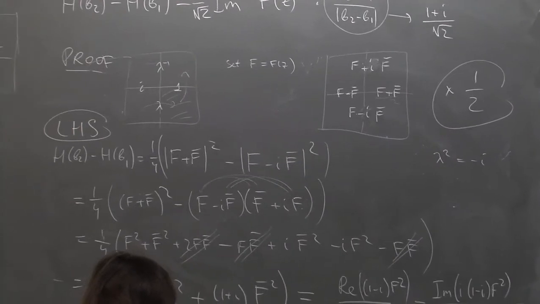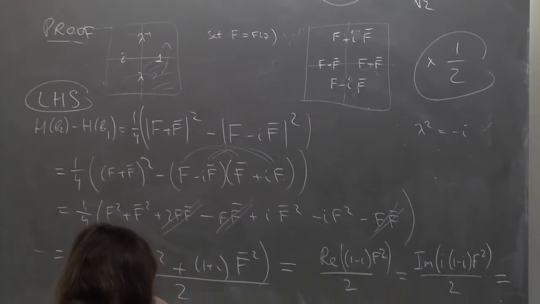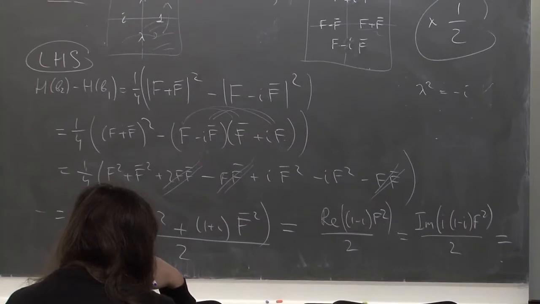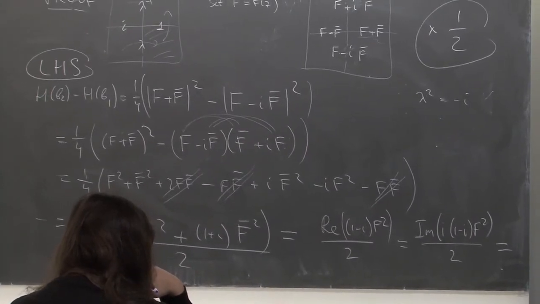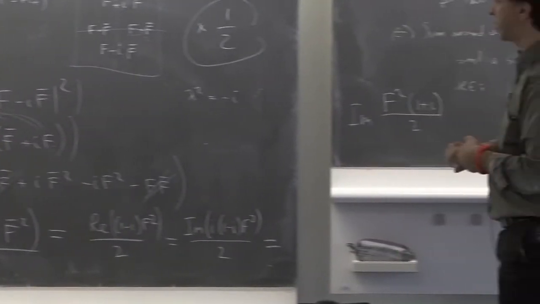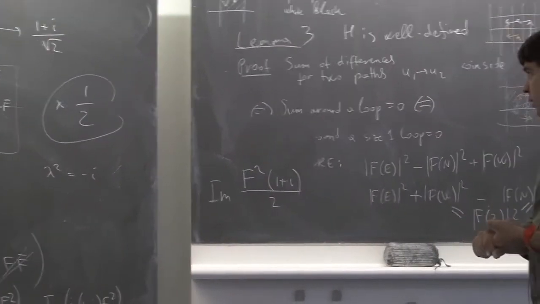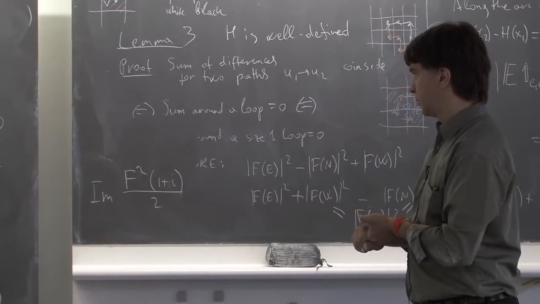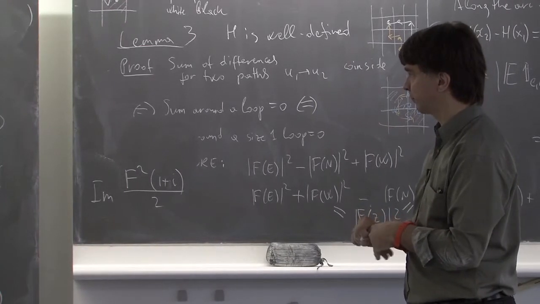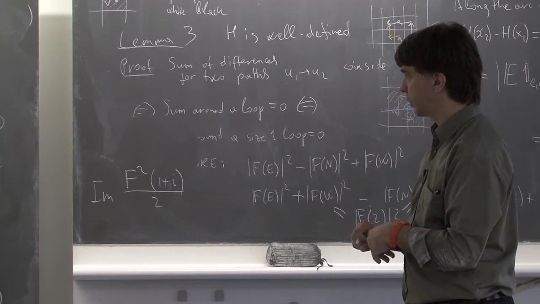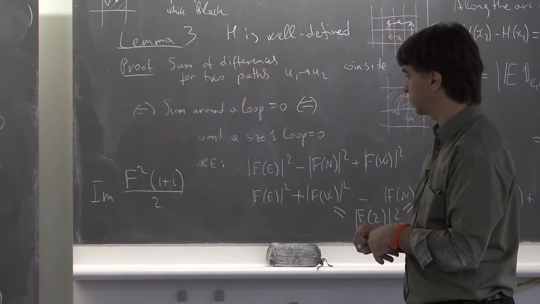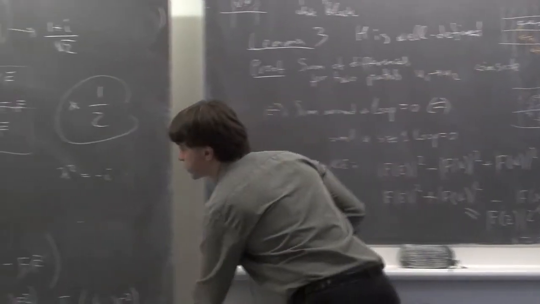Now I didn't go the other way around because I forgot to multiply by I. So imaginary, yeah, I forgot. Now I see. 1 plus I. Okay. So that's the lemma.